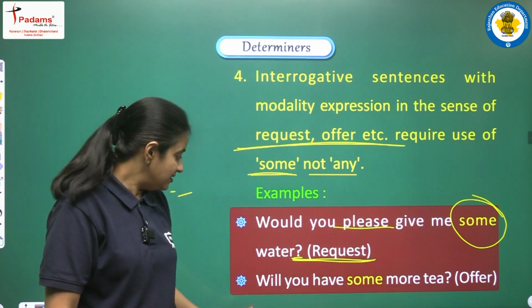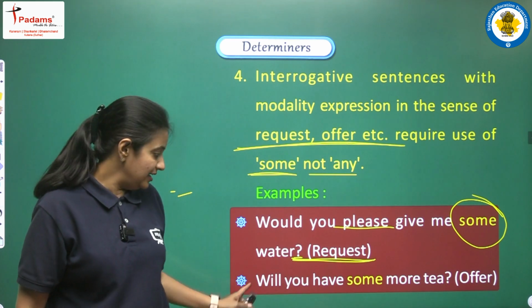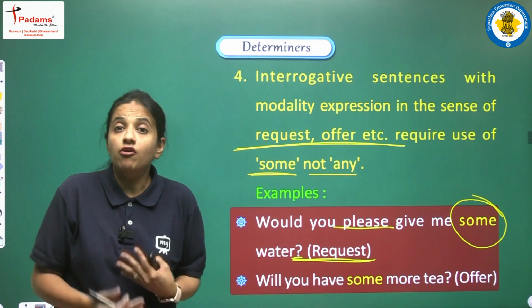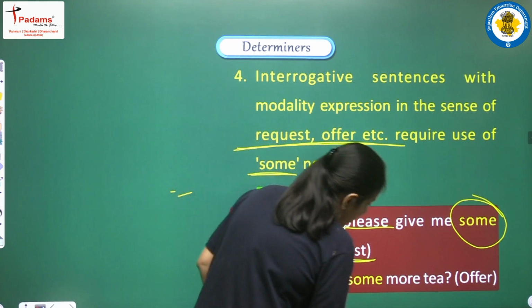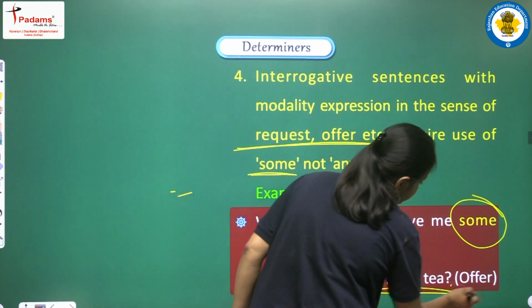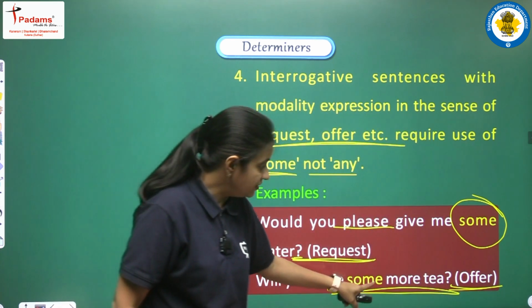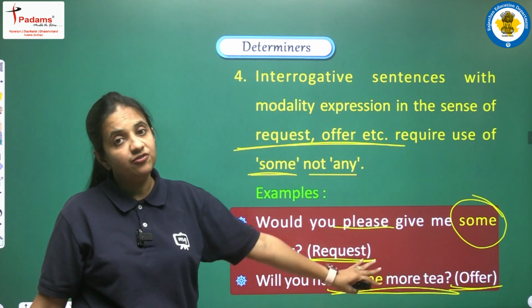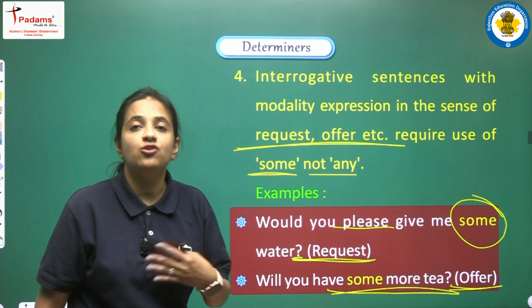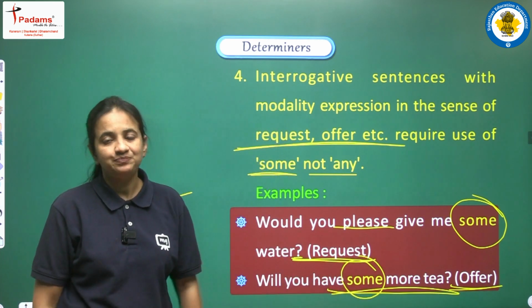Okay, next, will you have some more tea? So here in this sentence what we are saying is, we are offering something, right, because we are offering someone to have some more tea. So because we are having the sense of offer, yes, again it's an interrogative sentence, but because we are having one kind of offer, again we have to use some in the sentence.